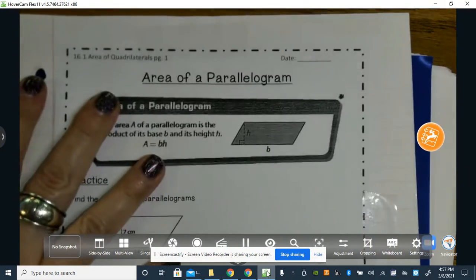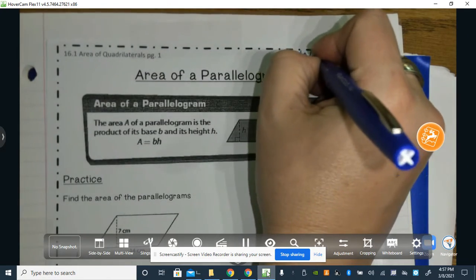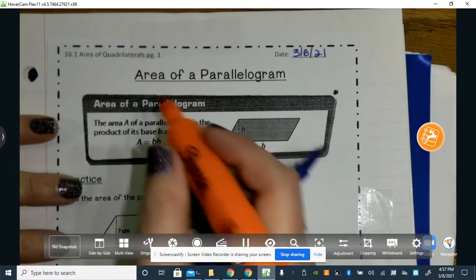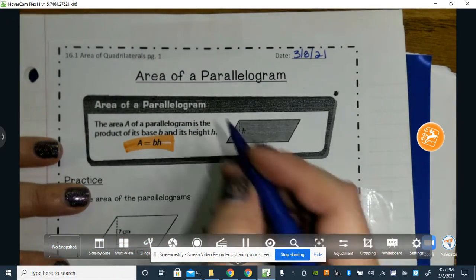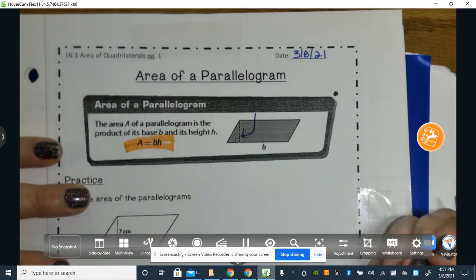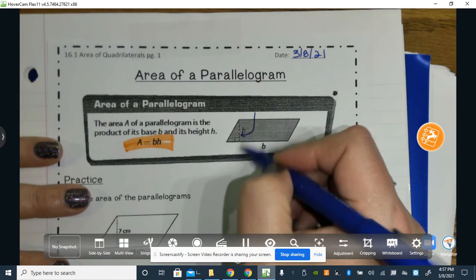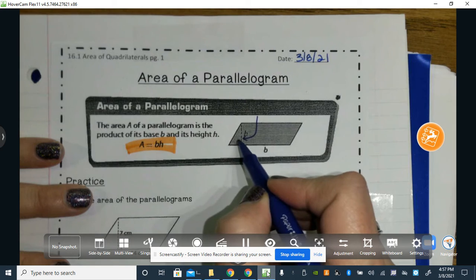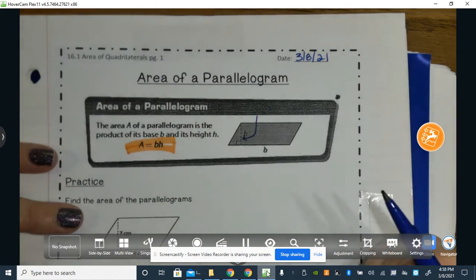So we have our area of a parallelogram. Today's date is 3/8/2021. The area A of a parallelogram is the product of its base and its height. So area is equal to BH, or B times H. And this, you see me drawing that arrow, will always be the height. Your height will always be inside, or if not, it will be outside. It will always have a dotted line, most of the time with a box. So that's where you find your height.